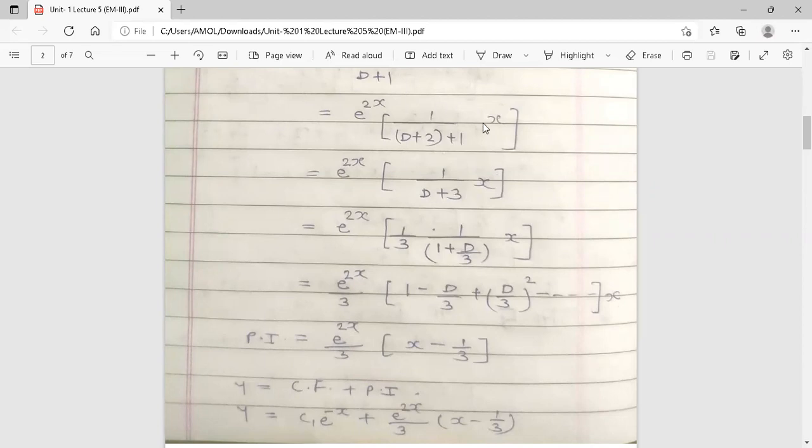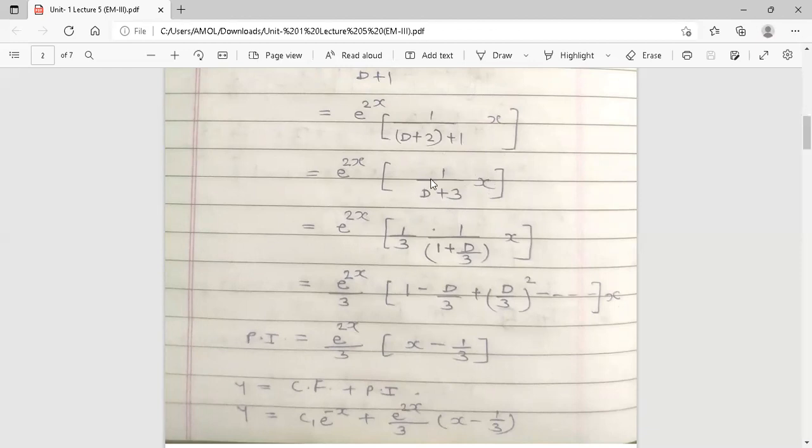Here is x, a linear function. You know how to solve for a linear function using case 4. Case 4 is x raised to m, that is, f of x is equal to x raised to m. So using that case 4, you can solve this bracket term now.